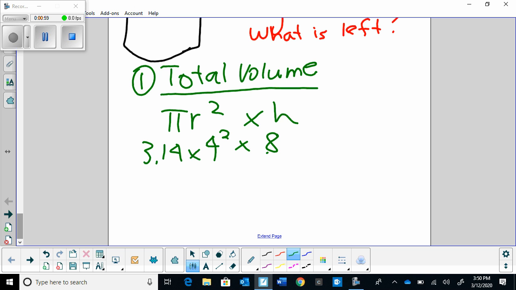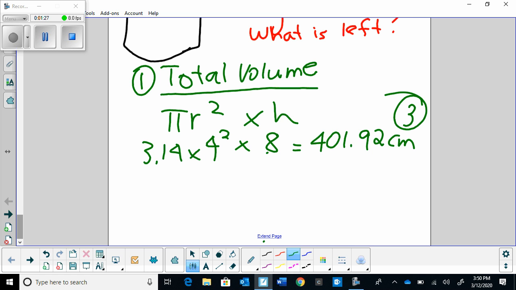So now when we plug this into our calculators, we have 3.14 times 4 squared times 8, which is going to give us 401.92 centimeters cubed, because it's a volume. So 401.92 centimeters cubed. Now that's the total volume. That's how much water is in my water bottle.